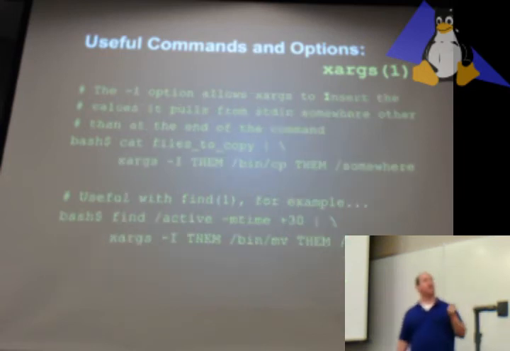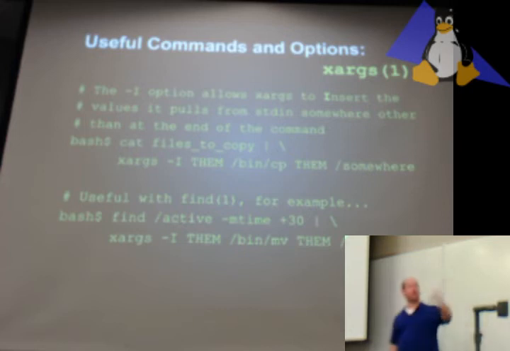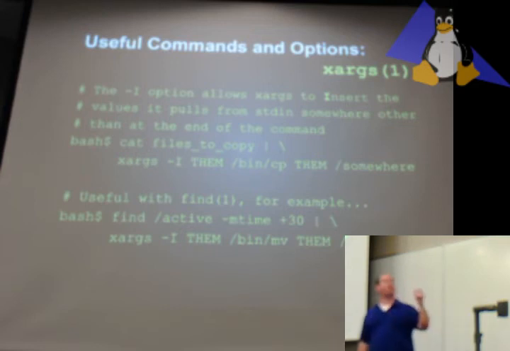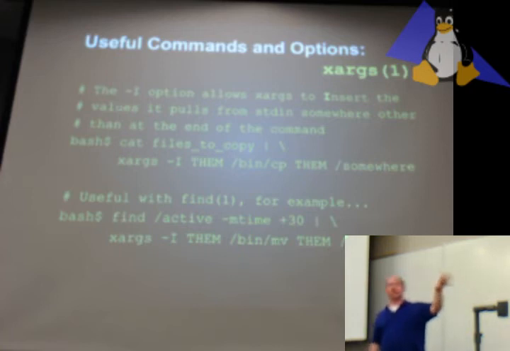Another very useful one is the -I. Capital -I allows you to specify a string for interpolation, basically. You tell it where you want the arguments that you're passing it. So a great example is this. If I want to copy them to /somewhere, then I just do -I with a placeholder, and it'll plug in the file names where it sees them and copy them in. Likewise, if I use find with it, for example, I can find everything in active more than 30 days old and move them into /archive.